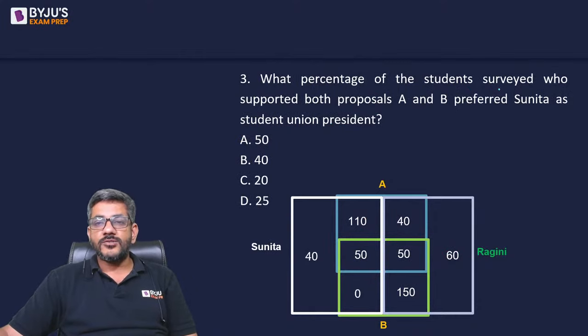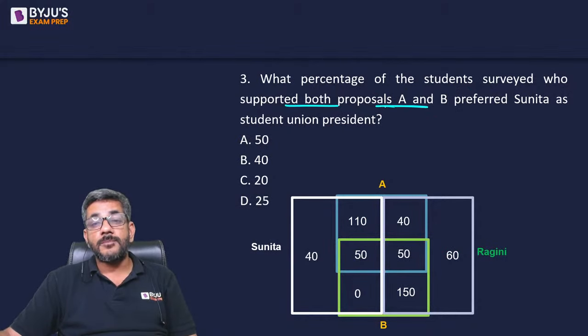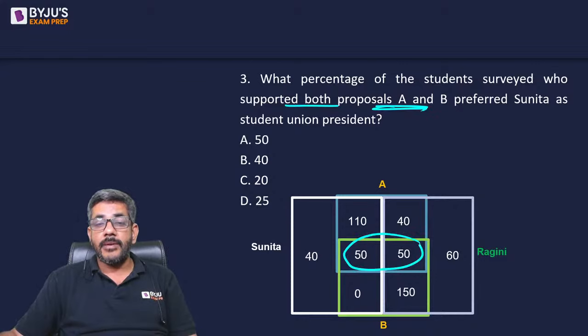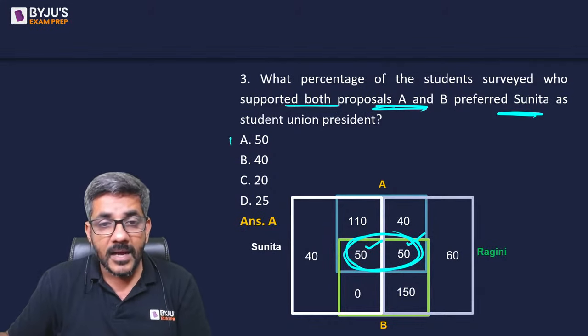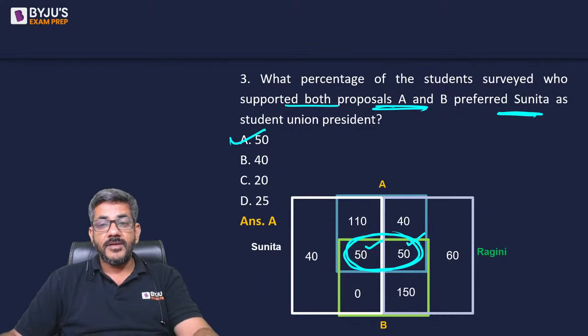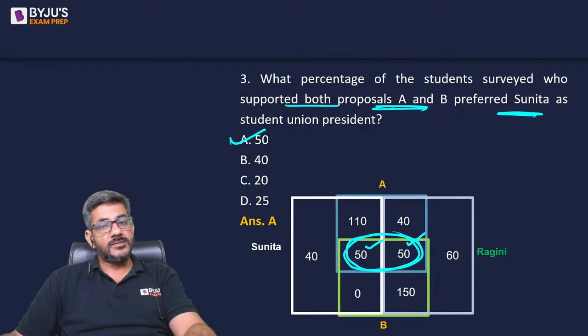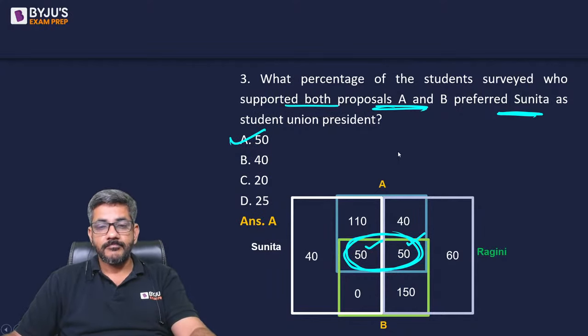What percentage of the students surveyed supported both proposals A and B? These are the people who supported both. How many of them preferred Sunita? So, of course, 50% of them preferred Sunita, 50% of them preferred Ragini. My answer is option A, that 50% of them have supported Sunita.